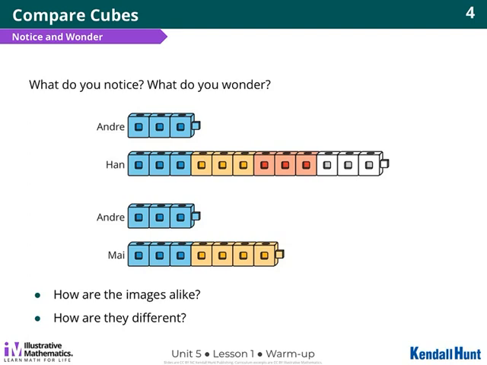All right, raise your hand. What do you notice? What do you wonder? Okay, Quinn, start us off. I wonder why there's blocks. Okay, why do they have blocks? What else? Madeline. I wonder why there's 4 yellow blocks here, but only 3 on the top. So, Madeline noticed we have 4 yellow blocks. Looks like Mai has 4, but Han has 3.